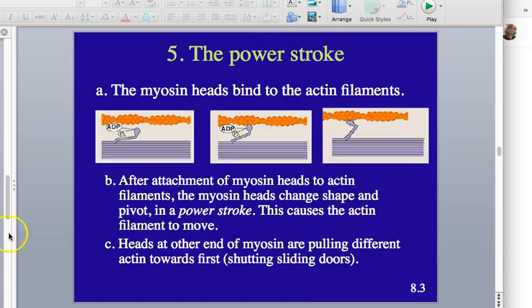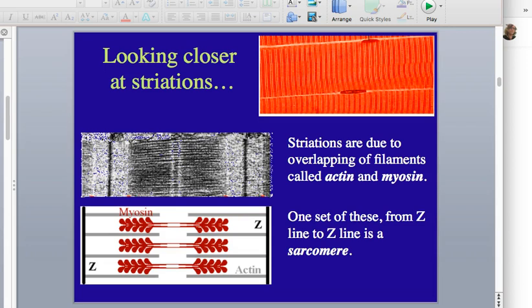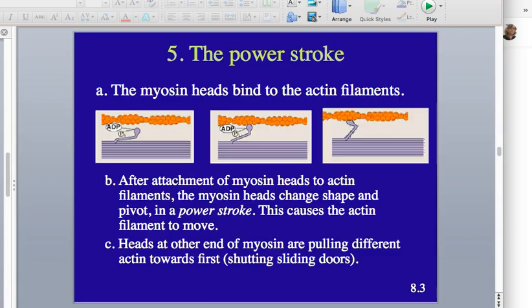And because this is happening in both directions, let's see. Oh, I don't have a good picture of this. We'll get to it in a second. So remember, this is like a sliding glass door. So this is happening on both sides. Troponin has moved tropomyosin, myosin now can attach to actin, and as soon as it attaches to actin, it contracts and the whole thing pulls together closer. Very exciting. Everybody's happy. Cool. So then what happens?